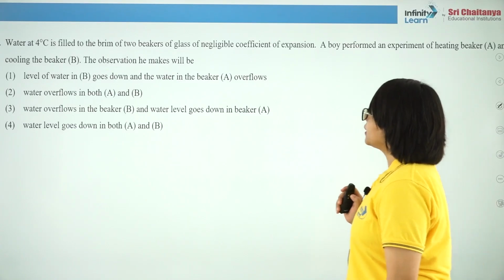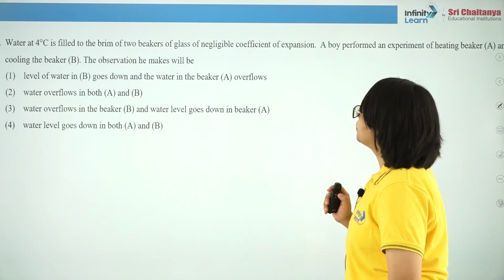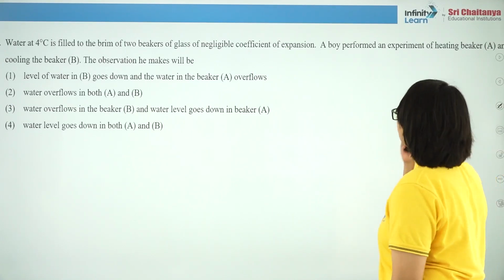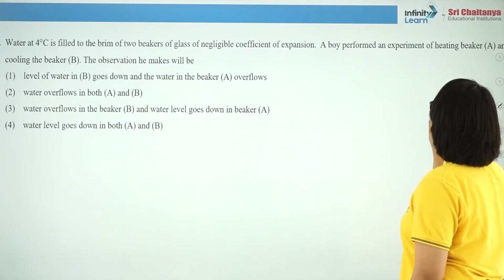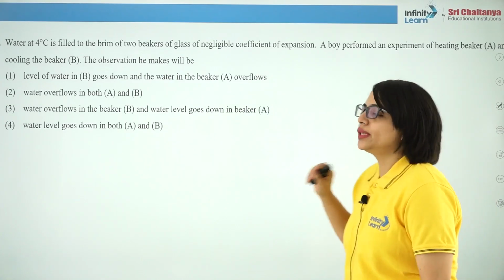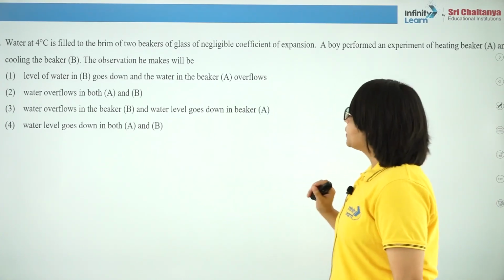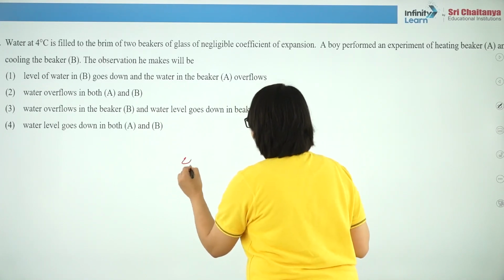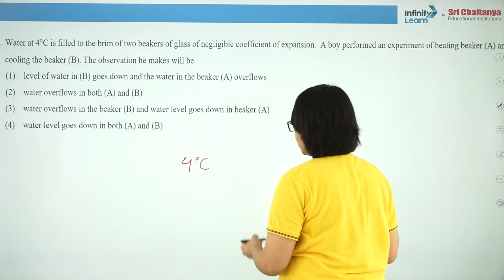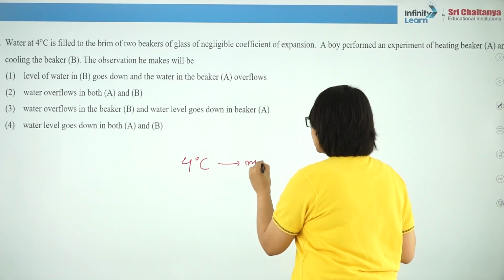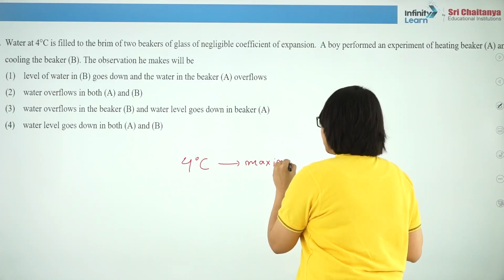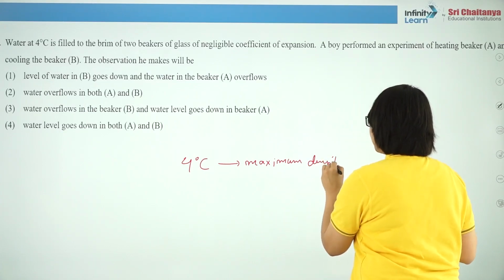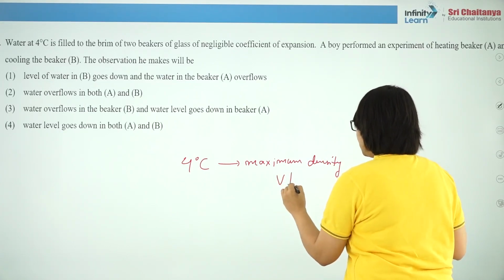Water at 4 degrees Celsius is filled to the brim of 2 beakers of glass of negligible coefficient of expansion. A boy performed an experiment of heating beaker A and cooling beaker B. The observation he makes will be, so water has maximum density at 4 degrees Celsius. Its density is maximum. So, if density is maximum, volume will be minimum, right, volume will be minimum.